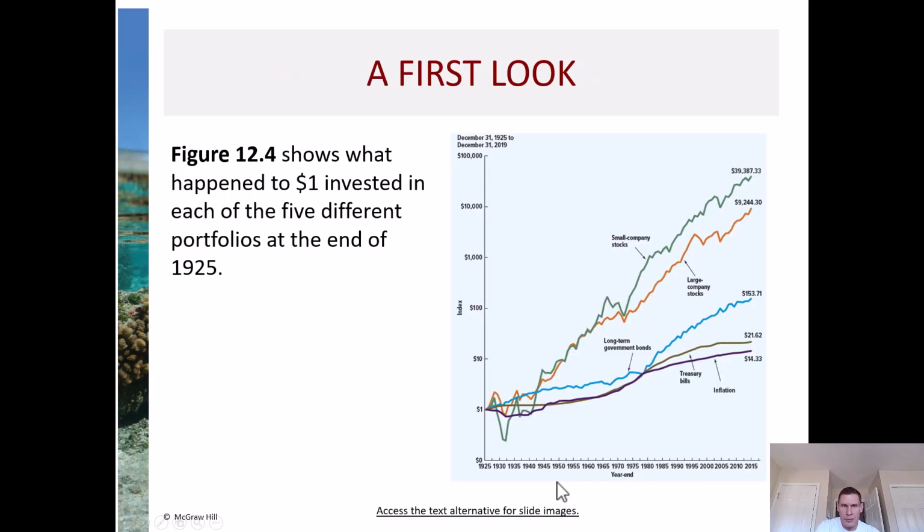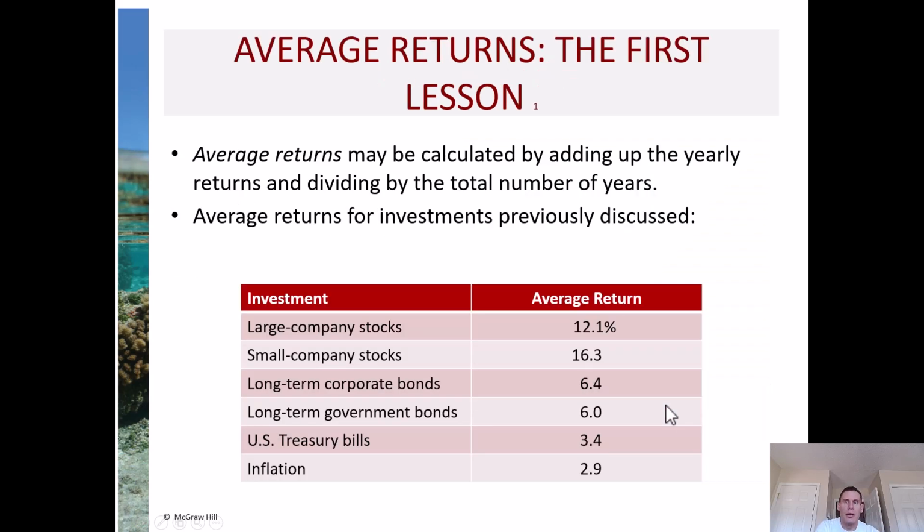So the first look shows what happened to $1 invested in each of the five different portfolios at the end of 1925. So you can kind of see you've got the Treasury bills. You'd expect that to be kind of low because it's low risk, low return. The government bonds, and then the higher up you go, you're now moving up into the equities market. So small company stocks are actually the highest performing, followed by large. So basically, the equities did better. The debt didn't do as well, but of course, the debt is safer.